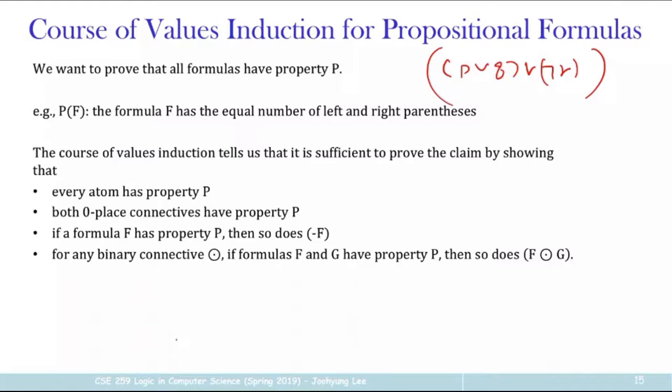So the claim that we want to prove is this. P of F, so now this induction is not about the numbers, it's about the structure of the formula. Okay? P of F means that the formula F has an equal number of left and right parentheses. How can you prove it? Again, enumeration does not help, right? Because how many formulas are there in the world? Infinitely many. You can create many, many different formulas, and you cannot check for each case that they have the same number of left and right parentheses. So that's not possible.